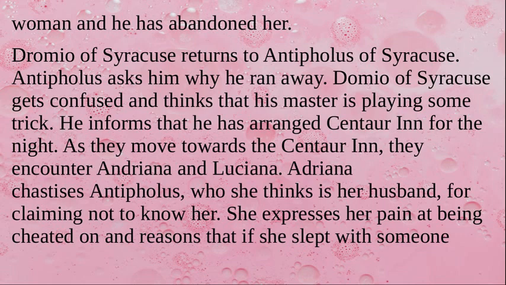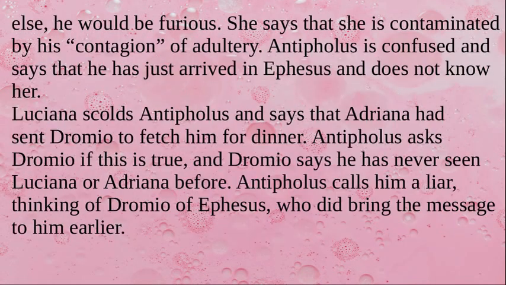Adriana chastises Antipholus, who she thinks is her husband, for claiming not to know her. She expresses her pain at being cheated on and reasons that if she slept with someone else, he would be furious. She says that she is contaminated by his contagion of adultery. Antipholus is confused and says that he has just arrived in Ephesus and does not know her.